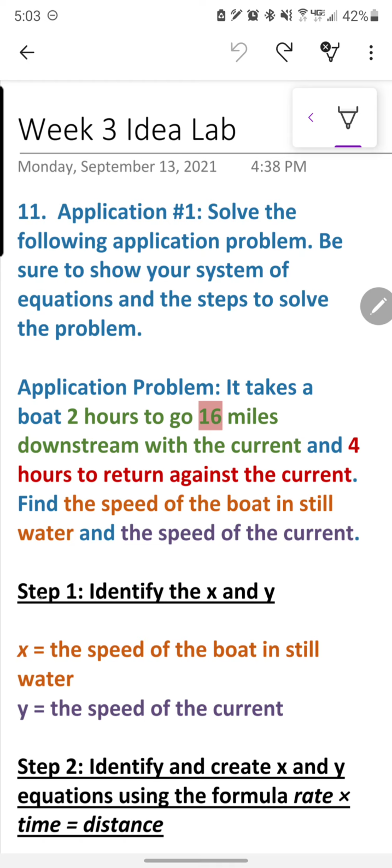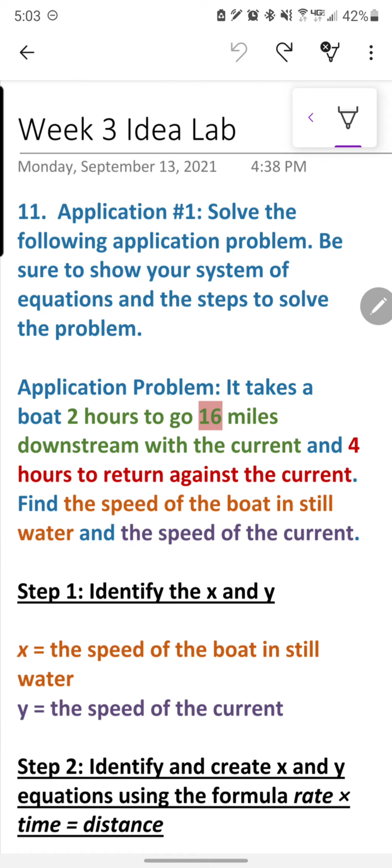Alright, so let's start with step 1. Identify the x and y. Now, you can see right here, I color-coded a lot of the text. The reason for this is because it'll be easier to identify each value throughout the video. I color-coded x as orange, and x is going to be the speed of the boat in still water, as you can see here. And then y is color-coded with purple, and y is going to be the speed of the current. Now, we're going to move on to step 2, and you're going to see why this is green and this is red.